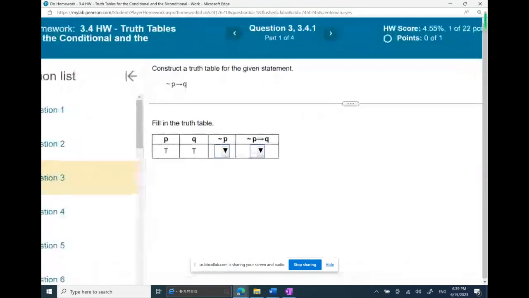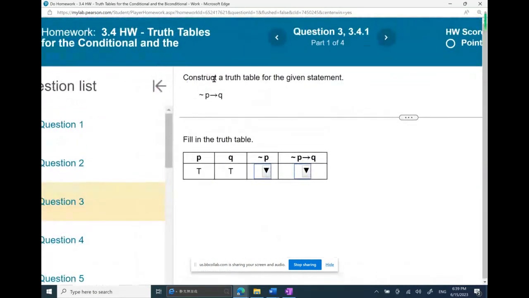This one. This target statement is a conditional. Its antecedent is not P, the whole thing, not P. Not P is the antecedent. Q is the consequent. The antecedent is here, not P, and Q is here. I would add one more column and write Q right behind not P, but this doesn't do that, so you have to be aware.